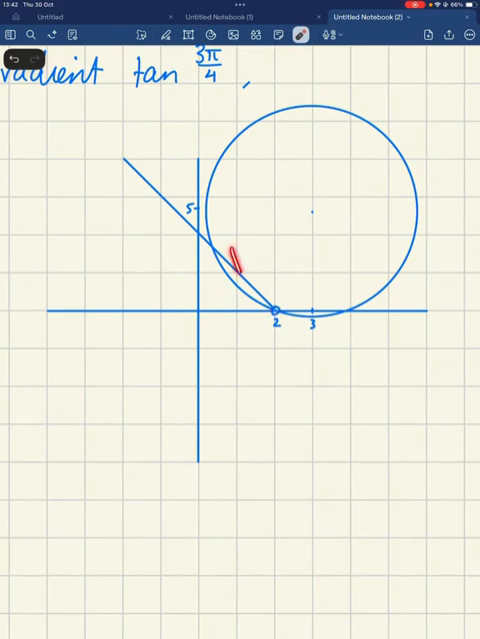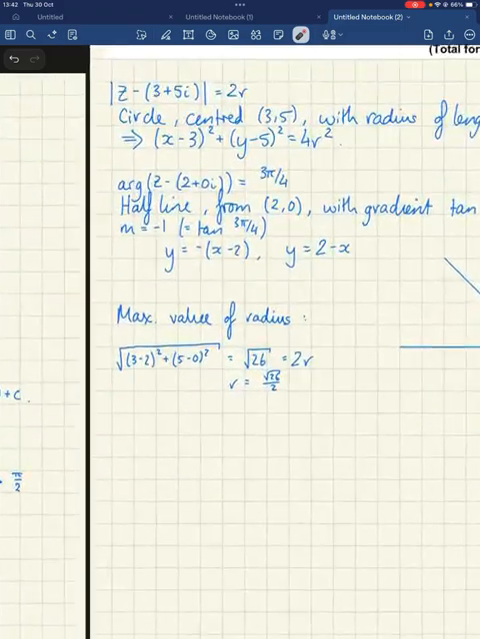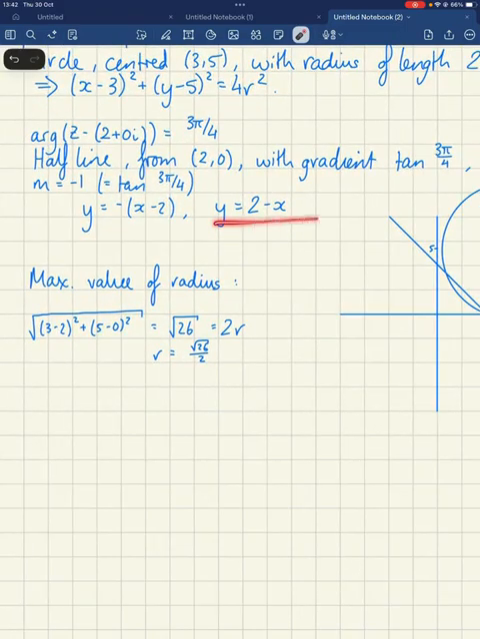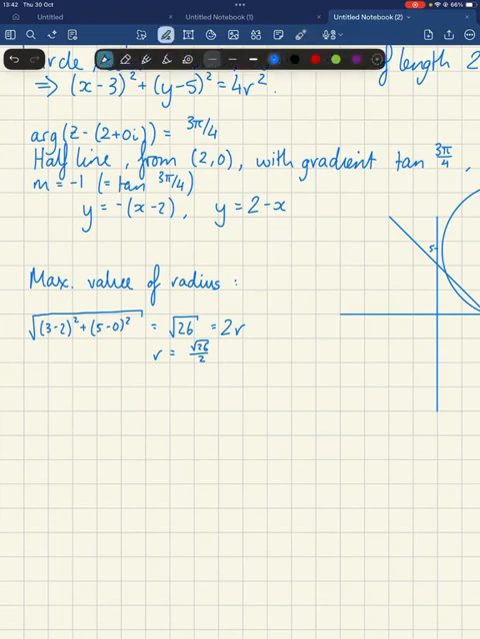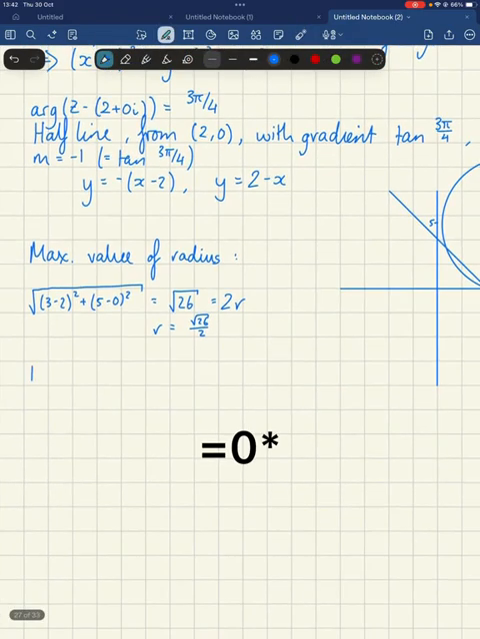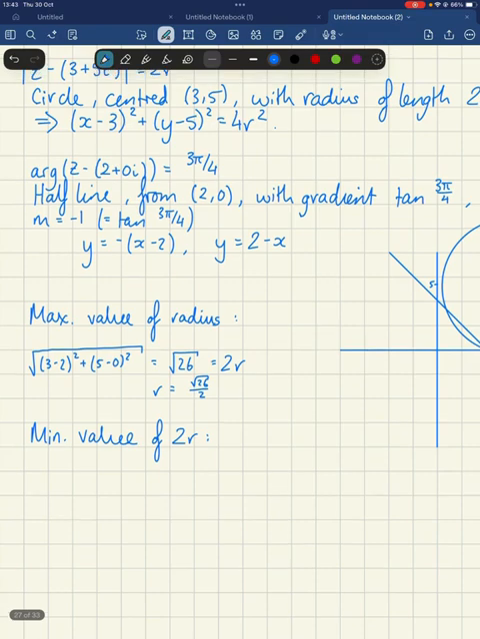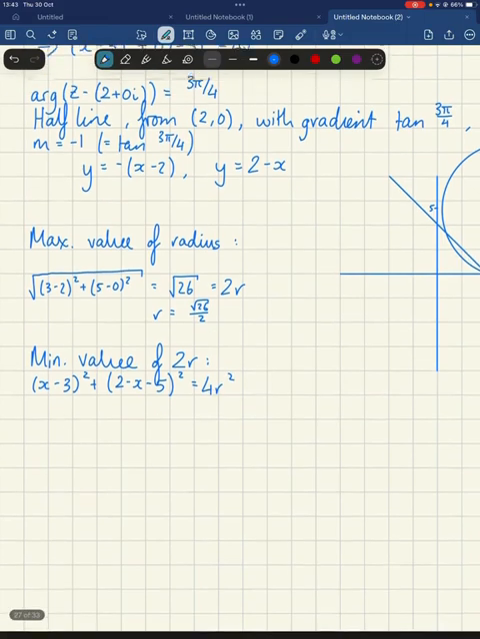Now we have to find the minimum, when this is just a tangent. Well, for that we're going to equate the two equations, and we're going to do b squared minus 4ac equals 0. So when we find the minimum value of r, of 2r, we'll say, well, we intersect, so we're going to get x minus 3 squared plus y, which was 2 minus x, and then minus 5 squared equals 4r squared.